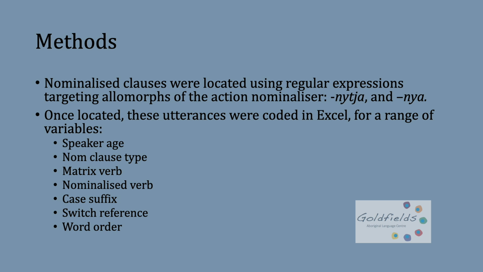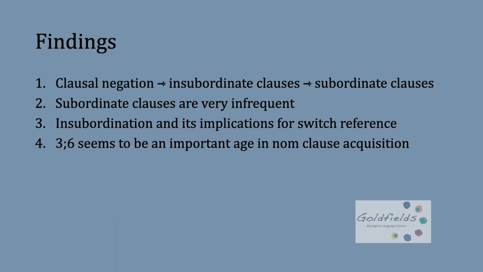So the age of the child that said the nominalised clause, what type of nominalised clause it was, if it was a subordinate nominalised clause, what the main clause verb was, and whether it was the same or different subordinate clause, what the nominalised verb was, if there was a case suffix, what case suffix it was, and then also what the word order in nominalised clauses was, just to see how children were arranging their words in this clause type. And there are four main findings that I'll share with you today.